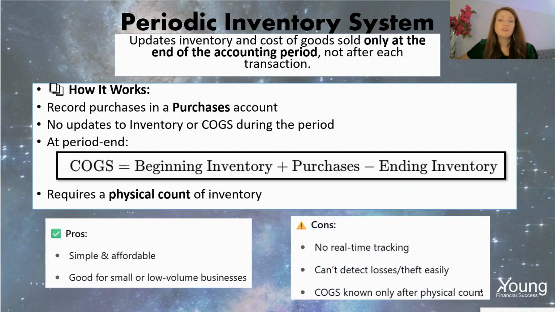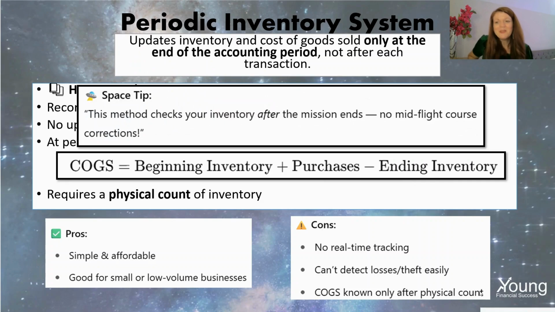The cons: there's no real-time tracking. So while perpetual can be expensive, with periodic you're not keeping track of it all the time. It can't detect losses and theft as easily. If you're not counting until the end of the month or the end of the quarter or the end of the year, you might not pick up in time on the fact that you have an employee that is committing theft on a regular basis. And the cost of goods sold is only known after the physical count. So you don't know what cost of goods sold is throughout the accounting period. You just know it at the end. So those are some cons.